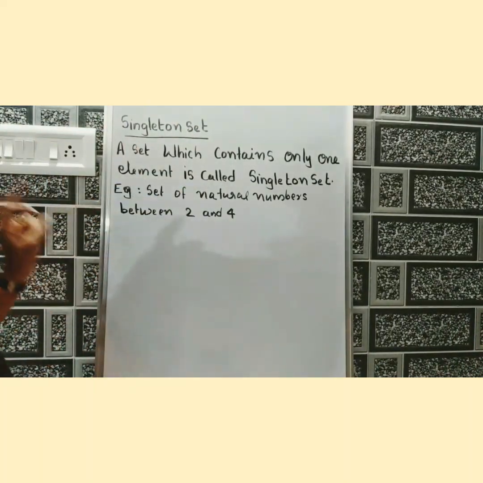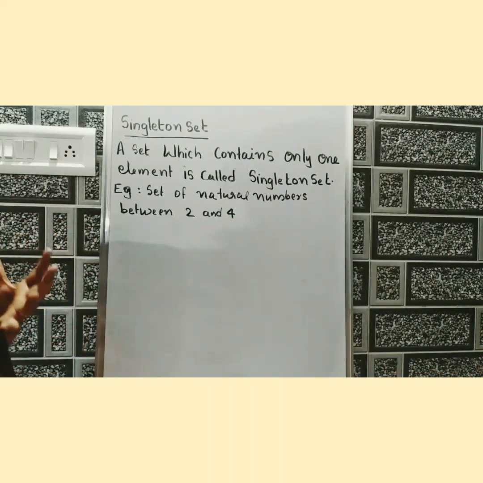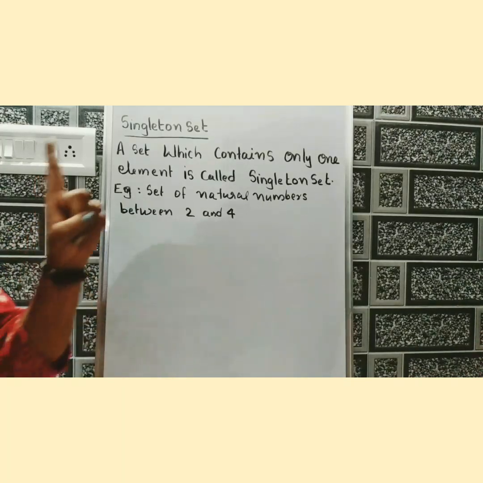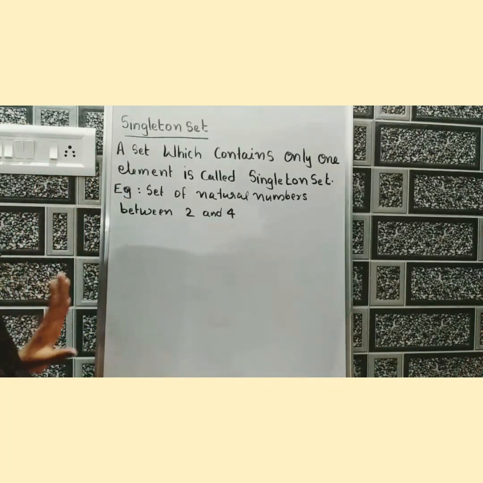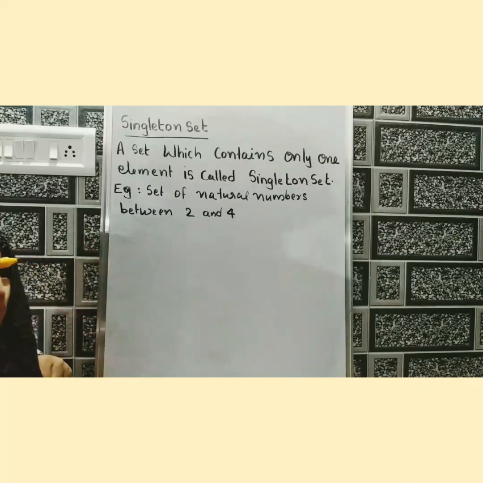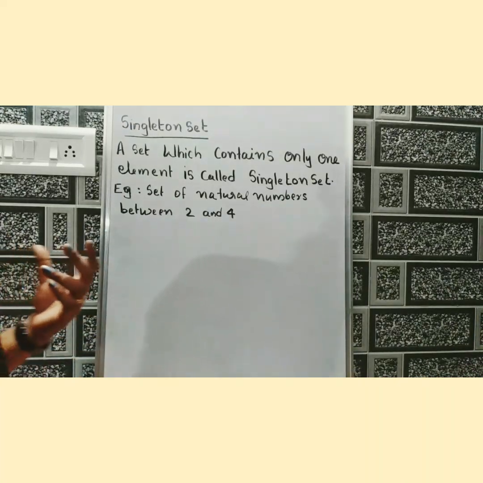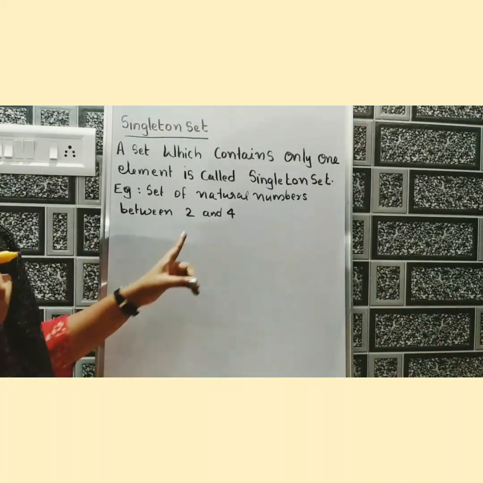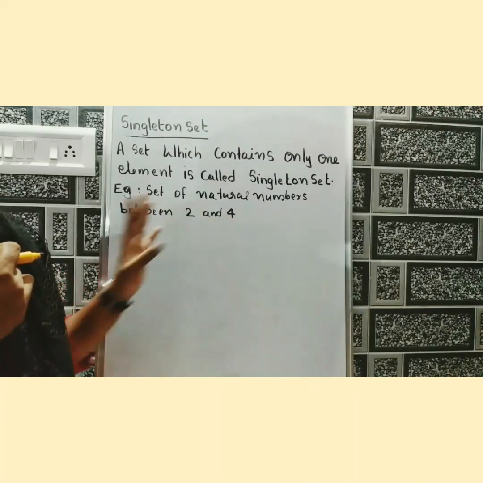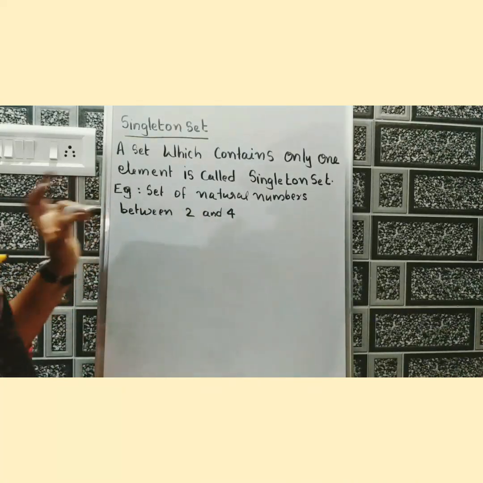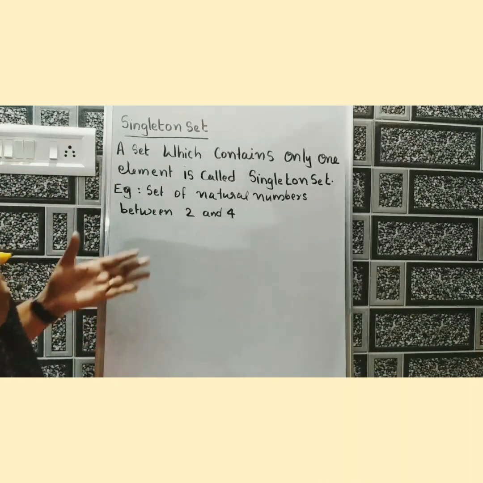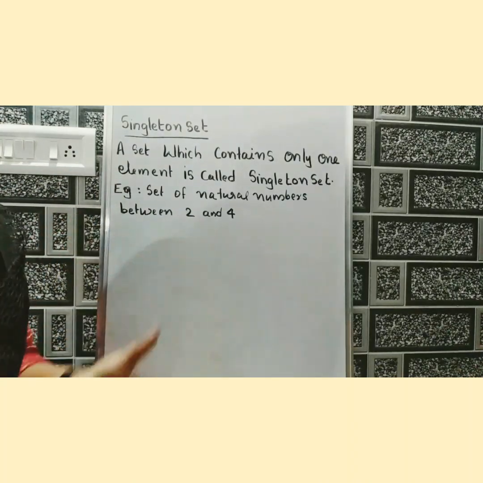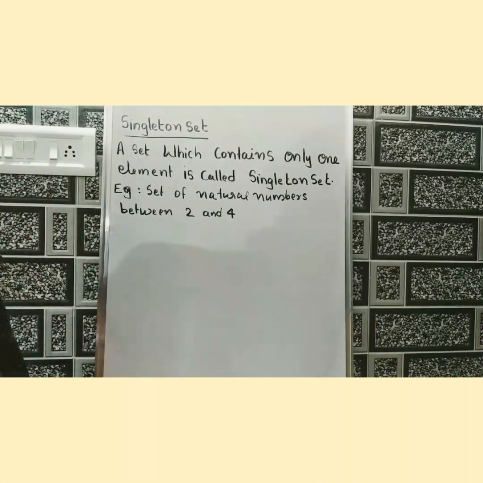Next is singleton set. A set which contains only one element is called a singleton set. For example, the set of natural numbers between 2 and 4. There is only one number between 2 and 4, that is 3. Therefore, it is an example for a singleton set.